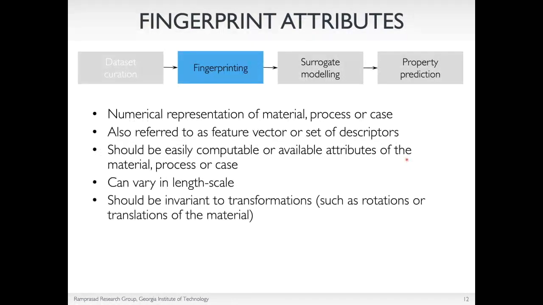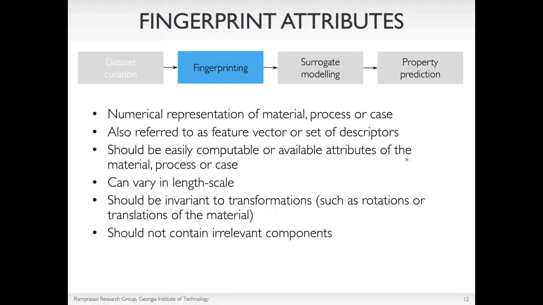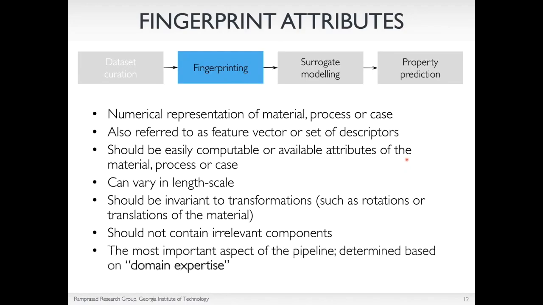They should also be invariant to certain transformations. Let's say your goal is to compute the energy of molecules, the total energy of a bunch of molecules. Of course, if you rotate the molecule or you translate the molecule, the energy does not change. And so your fingerprint vector should be invariant to such transformation. But we don't have to get too much into that. And of course, the fingerprint vector should not contain irrelevant components, right?